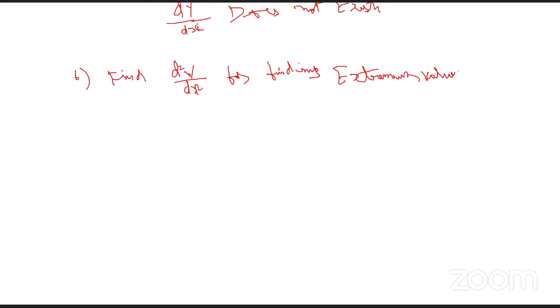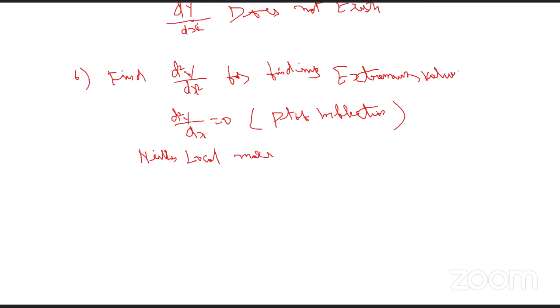Point of inflection means, for example, d square y by dx square equal to 0. This is known as a point of inflection. Flexion or inflection, both are the same. That means it is neither a local maximum nor a local minimum.